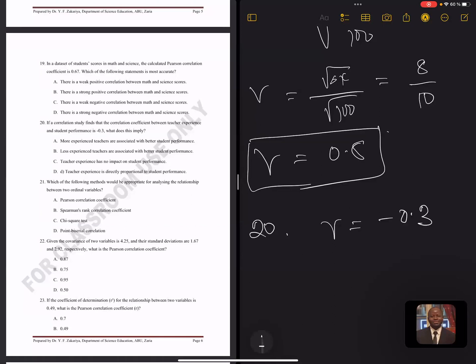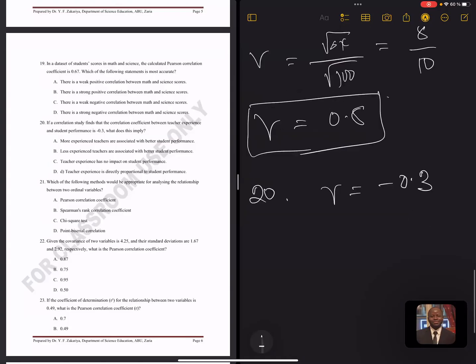A, more experienced teachers are associated with better student performance. B, less experienced teachers are associated with better student performance. C, teacher experience has no impact on student performance. D, teacher experience is directly proportional to student performance.